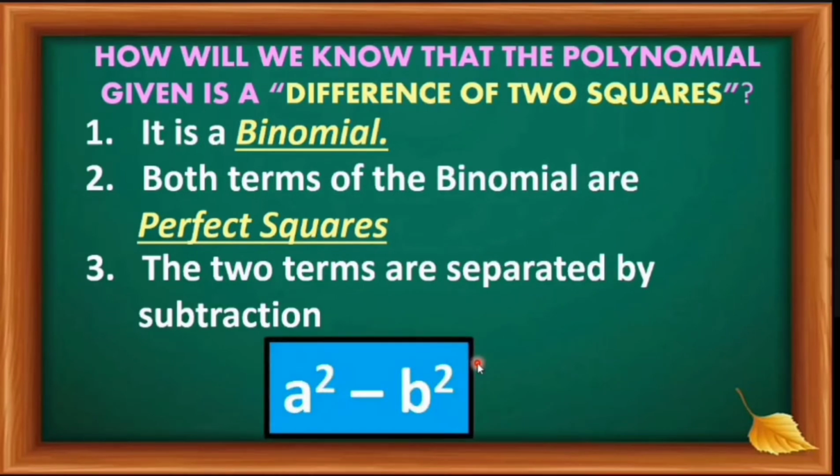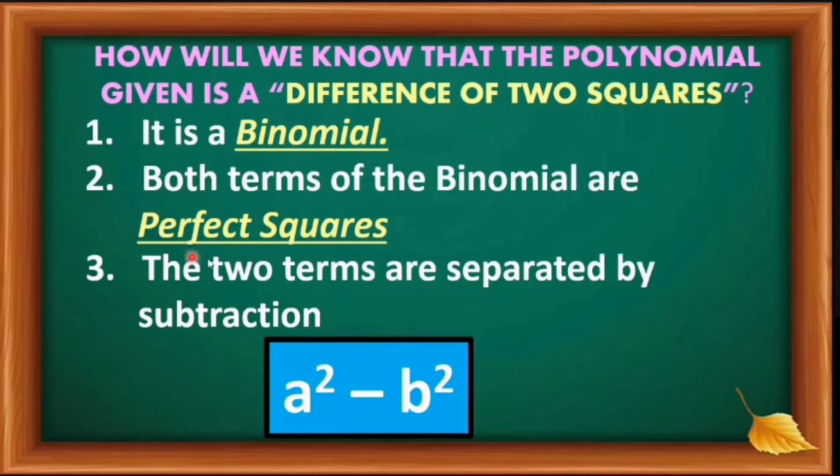A squared minus b squared. Let us see if this polynomial here meets the three conditions above. Yung polynomial ba na to is a binomial? Since binubuo siya ng two terms, the first term is a squared and the second term is b squared, so therefore we are sure that this polynomial here is actually a binomial. So na-meet niya yung first condition.